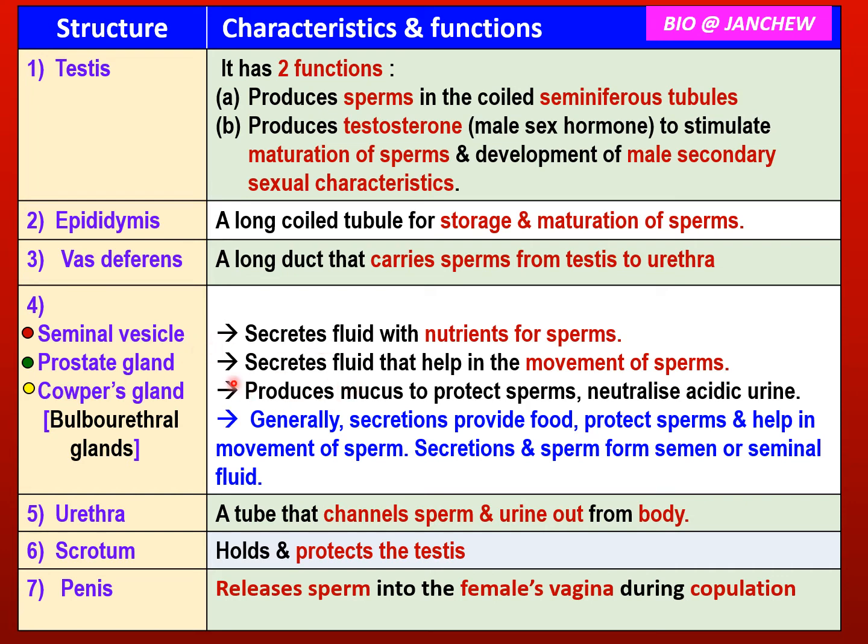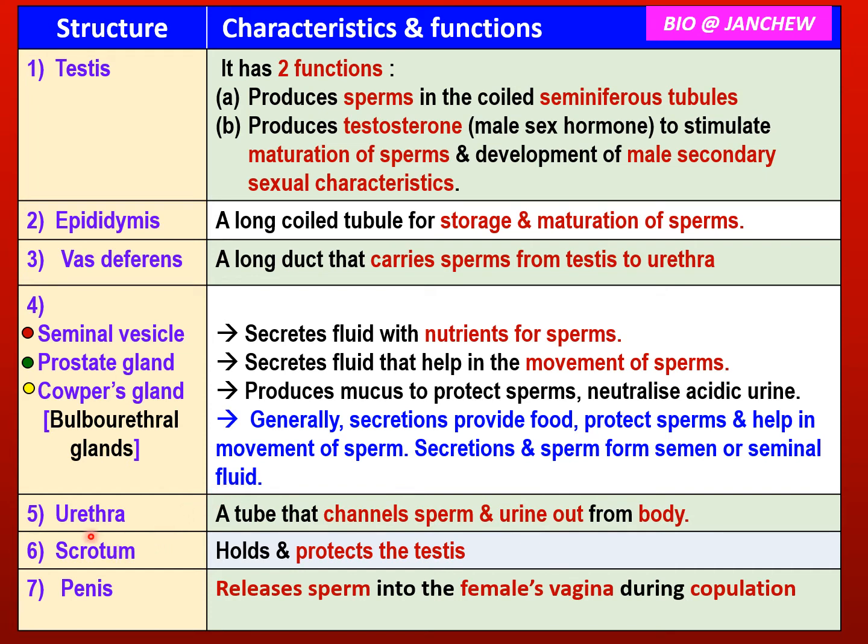Now, there are three structures that secrete certain fluid or mucus. They have various functions. The fluid from the seminal vesicle contains nutrients for the sperms. The fluid from the prostate gland helps in the movement of the sperms, and the mucus from the Cowper's gland or bulbourethral glands protects the sperms by neutralizing the acidic urine in the urethra. That's why the word urethral is here. Okay, so generally the secretions provide food, protect the sperms, and help in the movement of the sperm.